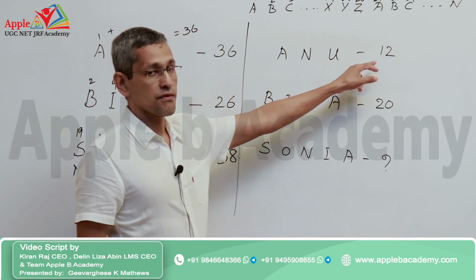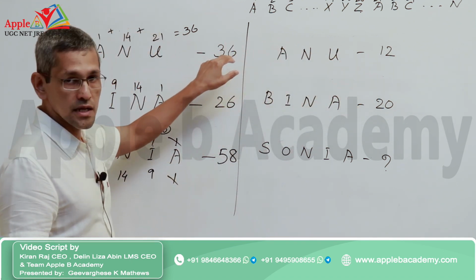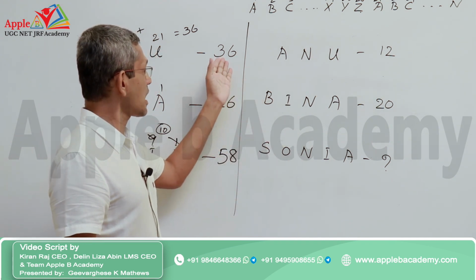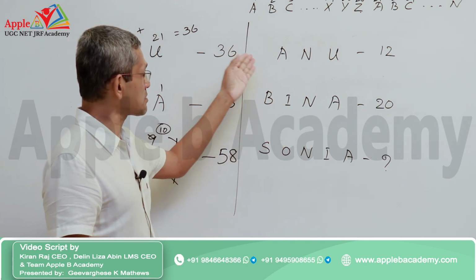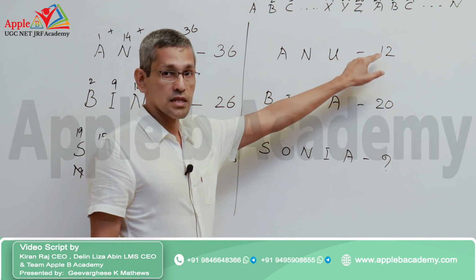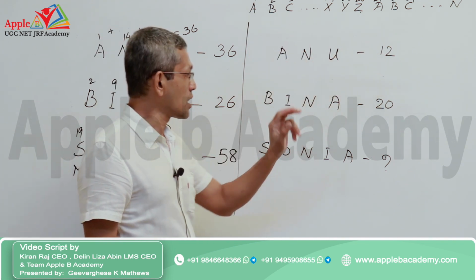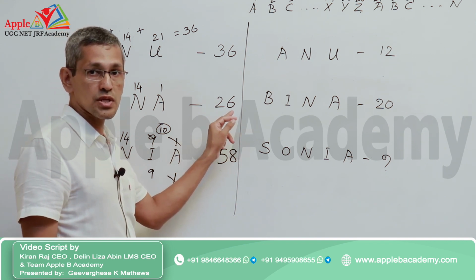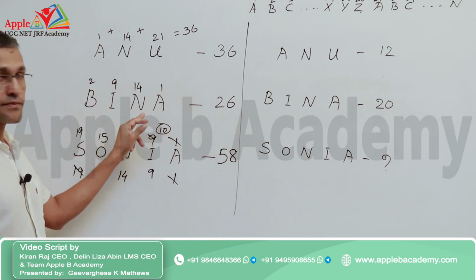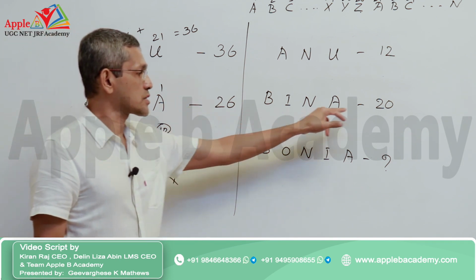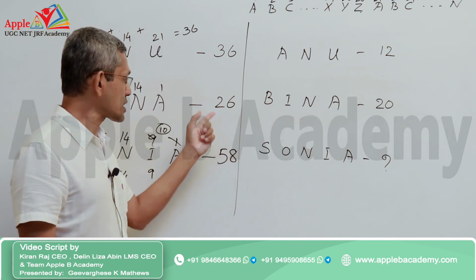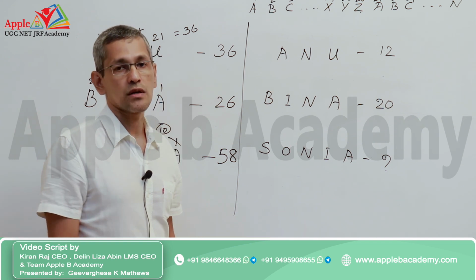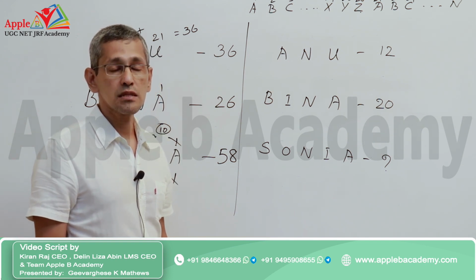How come this is 12? It was 36 earlier, now it is 12. Well, it could be 36 by 3. 3 letters here, 36 by 3 is 12. That is correct for Anu. However, for Bina, 26, right? 26 and we have 4 letters here. 26 by 4 is not 20. And 26 by 3 is not 20. Doesn't work, correct?